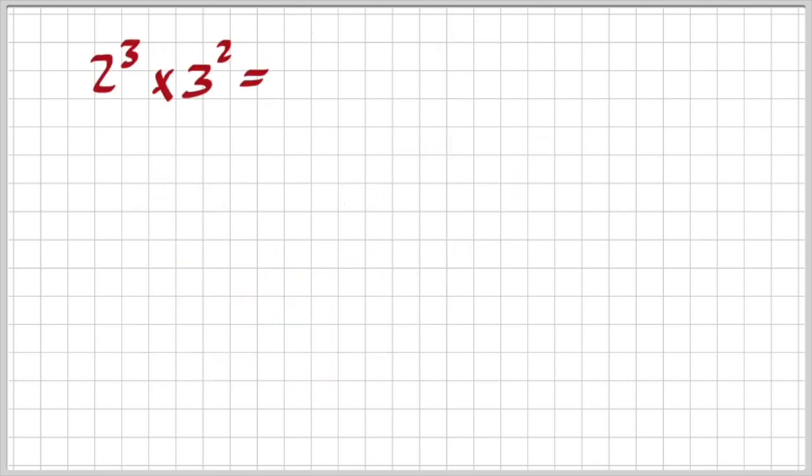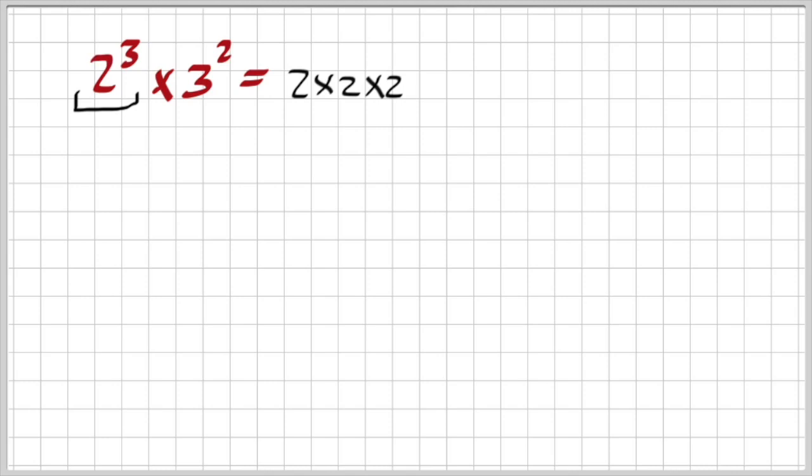Now let's have a look. What if the bases are not the same? Now all of a sudden my spidey sense is going wonky. It's broken because it just doesn't feel right. So what am I going to do? Let's go to the definition. If my shortcut doesn't work, let me go to the definition.